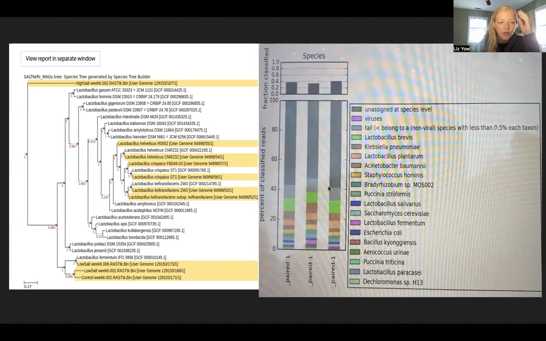So for the control, this is the control sample, this first one right here. The most abundant species was the Lactobacillus brevis, which is this light green color right here. But the MAG that was found in the species tree for the control was the Lactobacillus fermentum. That's right here. As you can see, the control is right here, the fermentum's right here, so it's the most abundant MAG.